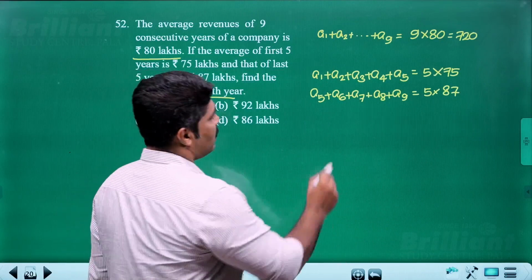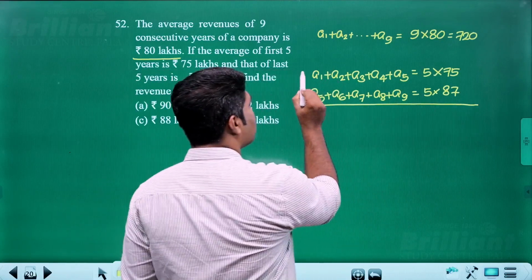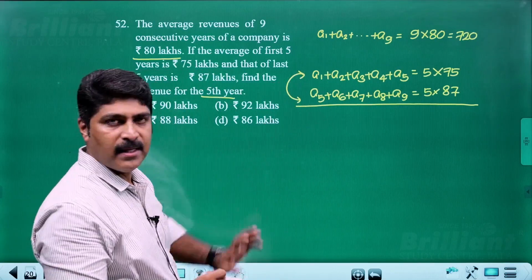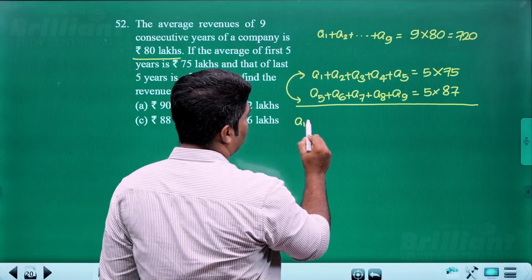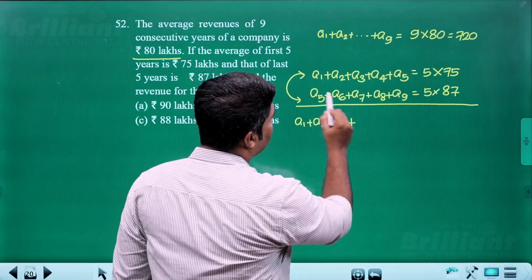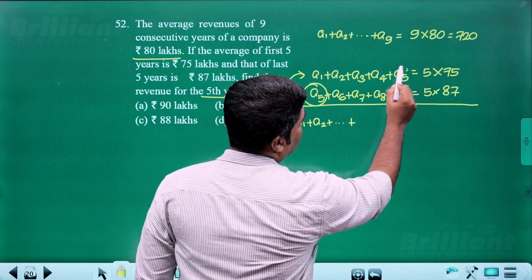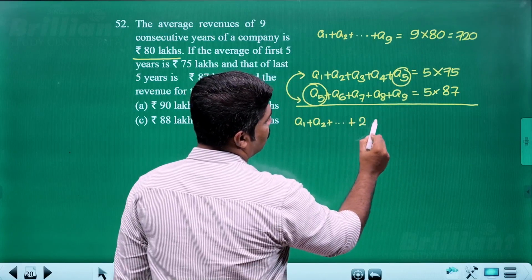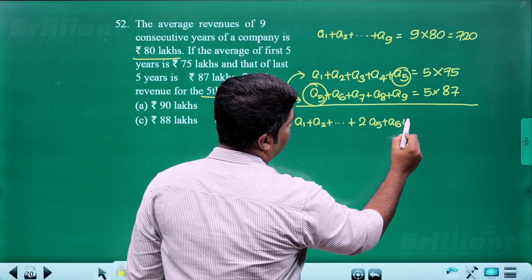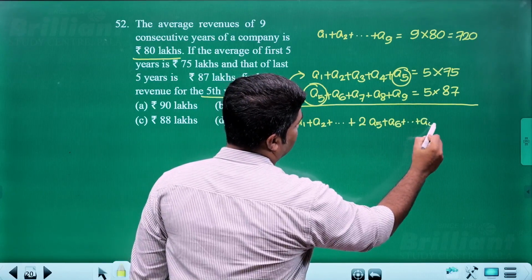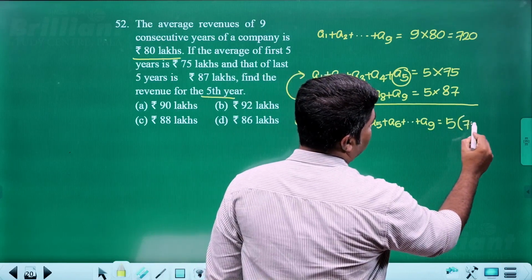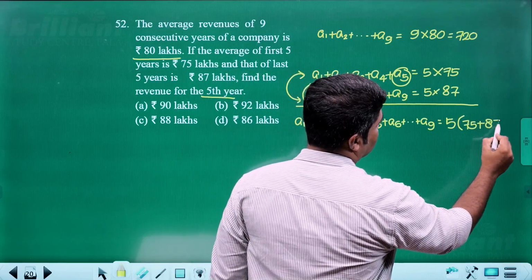Whenever we are adding these two terms together, what will you get? Just observe the left hand side: A1 plus A2 plus etc. What about A5 here? Look at A5, it's repeated twice here. Therefore, 2 times A5 plus A6 plus etc. up to A9. So this is 5 into 75 plus 87.